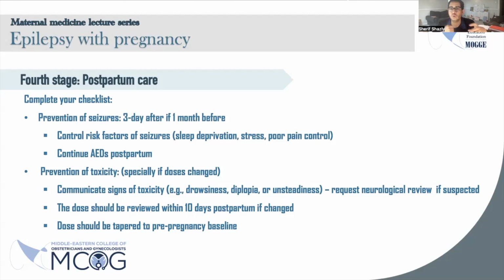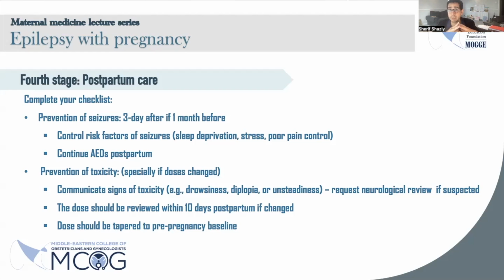So it's very important to communicate with the nurses, with the midwives, with the team, that they should watch for neurological symptoms, basically drowsiness, diplopia, like change in vision, or unsteadiness. If they notice any change in behavior, or if the patient herself is not feeling okay or having visual symptoms, she should report that to them, and they should report that to you, because you will need a very quick neurological review to rule out toxicity.